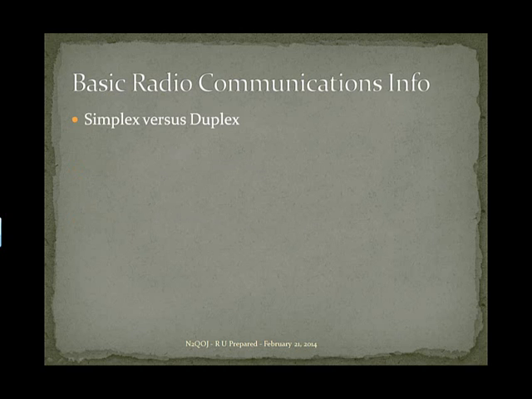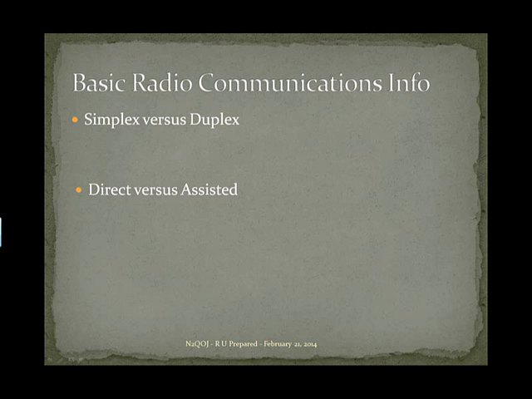Let's start with some basic radio communication info, and the topic we're going to pick is simplex versus duplex. Two ways of communicating by radio. In other words, directed versus assisted. Simplex or direct is really one person using a radio talking directly to another person on the same frequency with nothing in between, nothing to assist them. They're using one frequency and they're talking directly to each other.